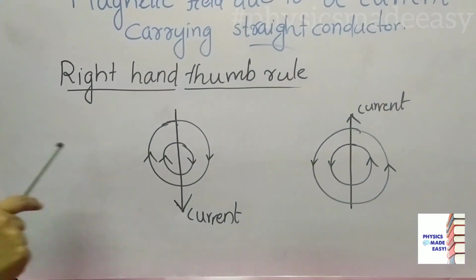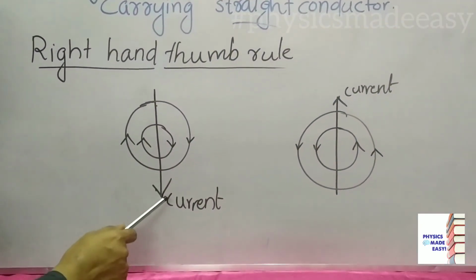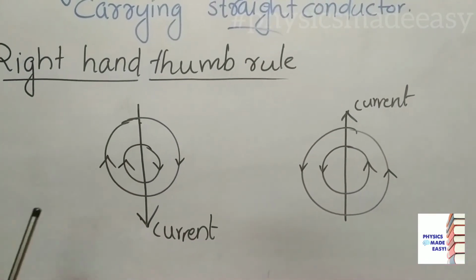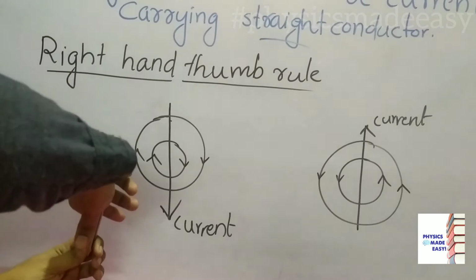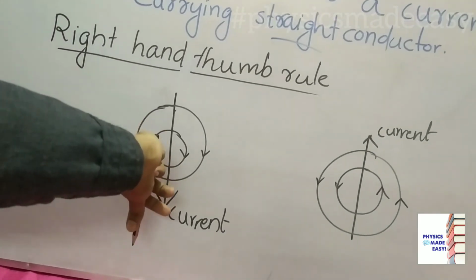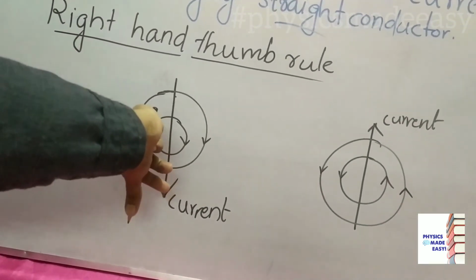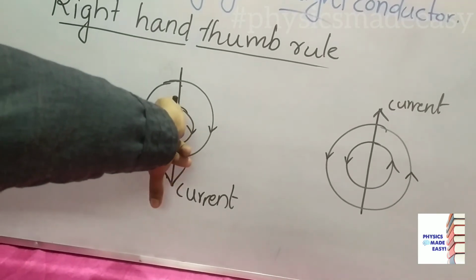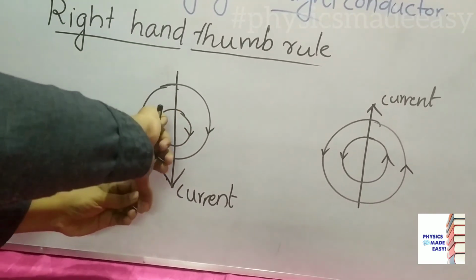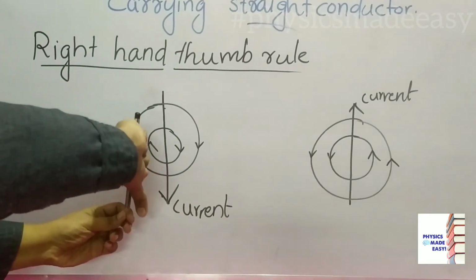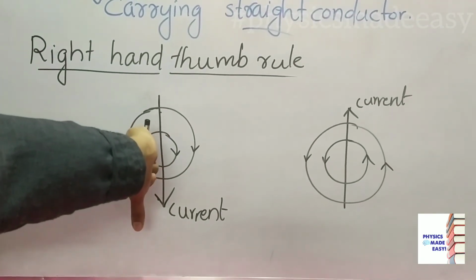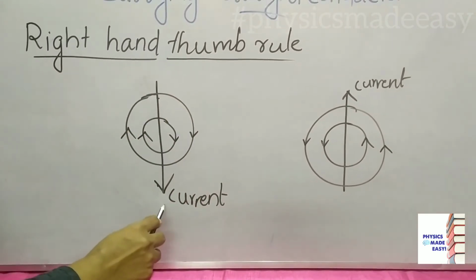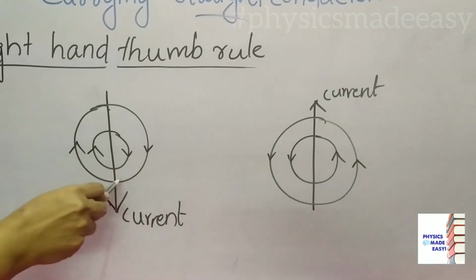Okay children, like this way you can represent. Here you can see the direction of current is in the downward direction. You can see like this way. So here I am holding this pencil like this way. You have to think this is a current carrying conductor. The thumb gives us the direction of current and the wrapped fingers give us the direction of the magnetic field. That you can represent like this way. This is the direction of current and this is the magnetic field lines.